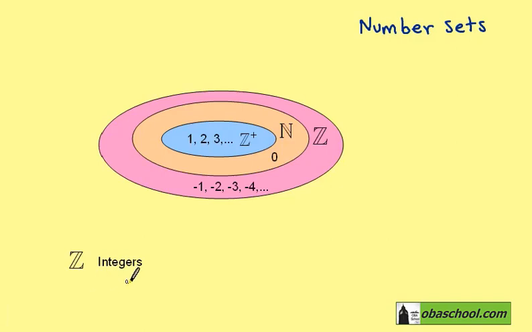The next set is the set Z of all integers. This means that it contains the negative whole numbers in addition to 0 and the positive whole numbers.